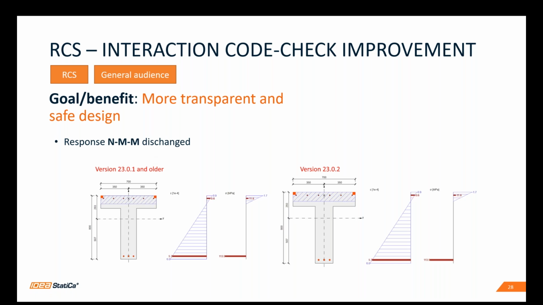And due to the fact that we have improved this interaction code check, you are getting a more transparent and, let's say, safer solution, safer design in that code check. So in the first stage, I will compare the solution between version 23 and lower and 23.1. In the first stage, the response, normal force, and the bending moment are calculated, where you can see nothing has been changed. So the calculation is the same.